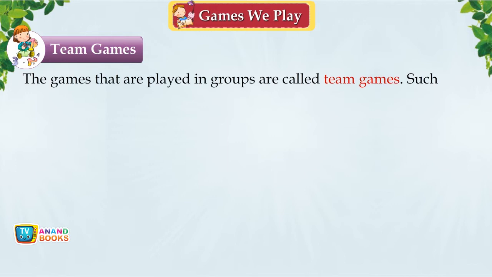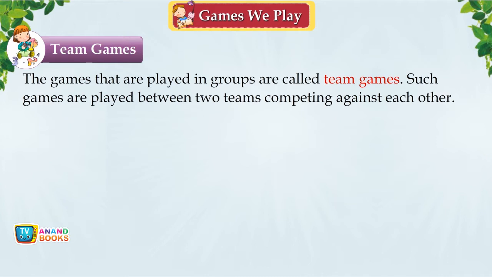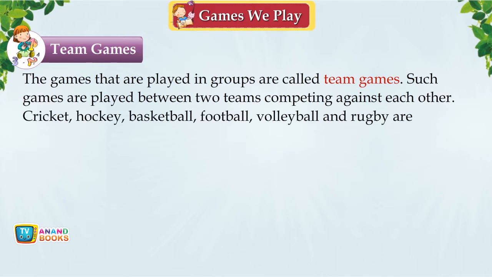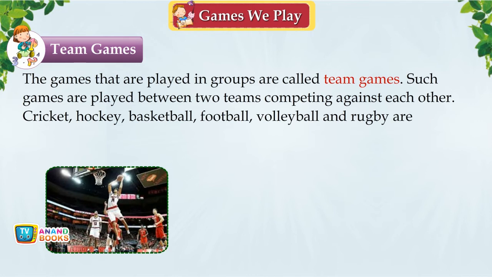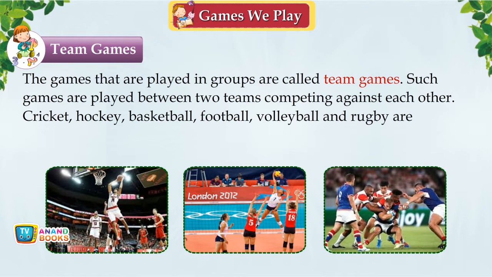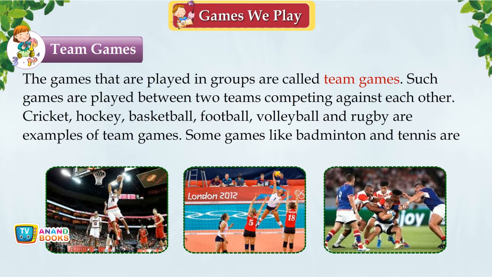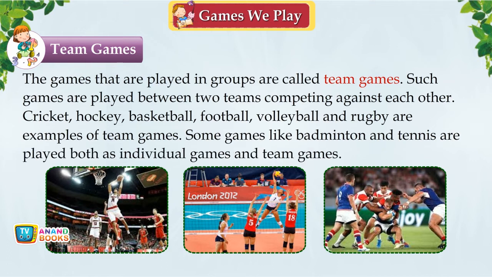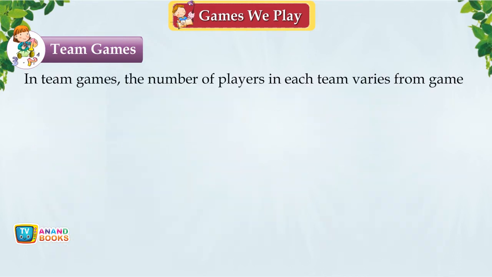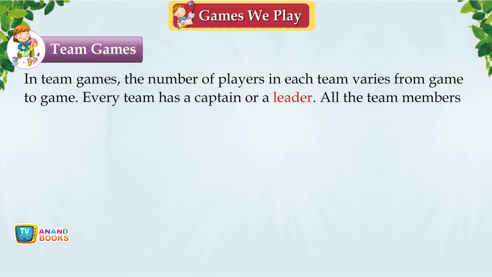Team games. The games that are played in groups are called team games. Such games are played between two teams competing against each other. Cricket, hockey, basketball, football, volleyball, and rugby are examples of team games. Some games like badminton and tennis are played both as individual games and team games. In team games, the number of players in each team varies from game to game.